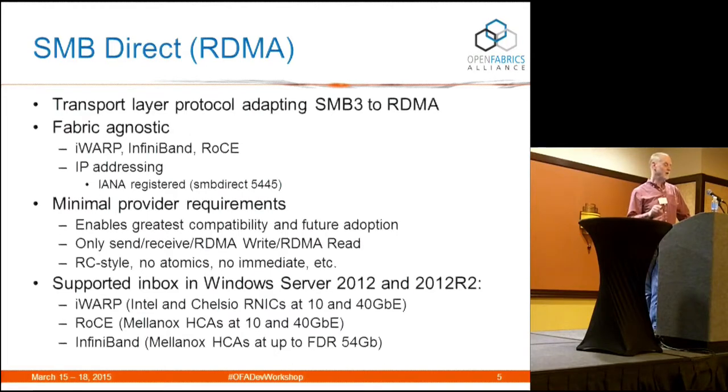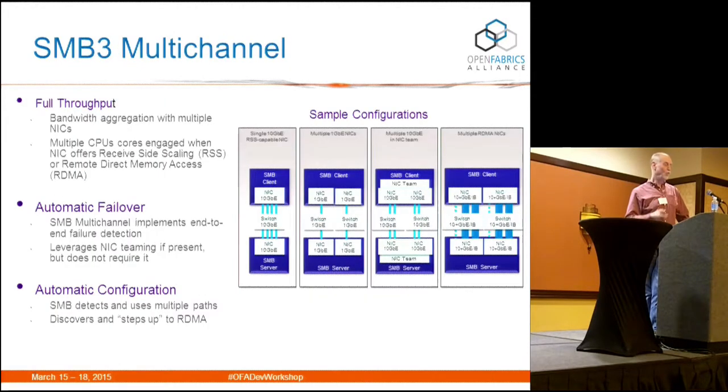All the Chelsio NICs, the T400 series and 500 series. For RoCE, Mellanox HCAs at both 10 and 40 gigabits, depending on the generation. And InfiniBand, Mellanox HCAs, similar generations and hardware, all the way up to FDR in the current product. And all these things will continue to track the vendors' point of the spear offering, shall I say.